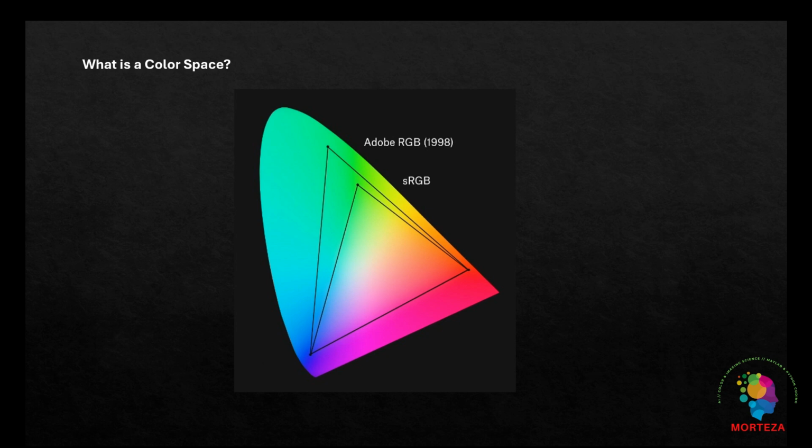Each color space has its own range, or gamut, of colors that it can represent. These color spaces are crucial for ensuring accurate color reproduction in different devices, monitors, printers, and cameras, and applications such as web, print, and video.